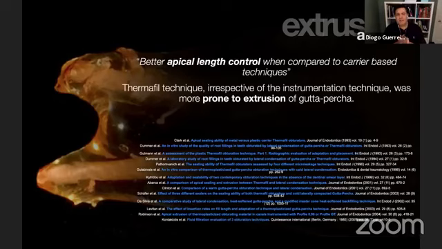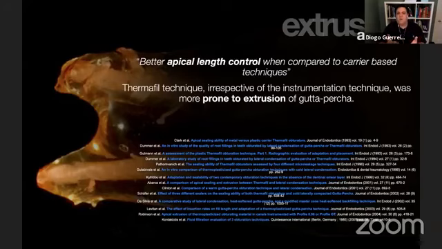Again, I am one of those clinicians that like to keep my material inside the canal. It's not that extrusion of sealer, or so-called puffs, can't happen as a result of the hydraulic pressure that we place irrespective of the technique, but it's something that I like to avoid. From a biological perspective, that's how I was taught.